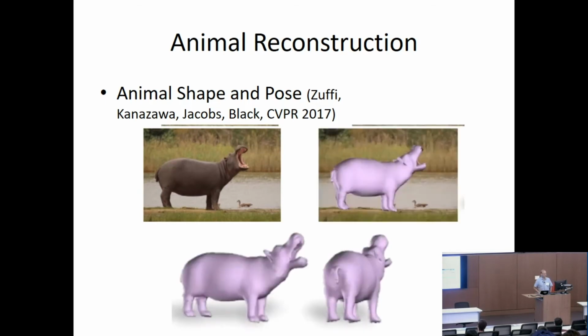This is work on also taking pictures of other types of animals. With cats, you have millions of images, as many as you want. With hippos, you have a bit less data. And so this is really about using more limited data to get reasonable 3D reconstructions.